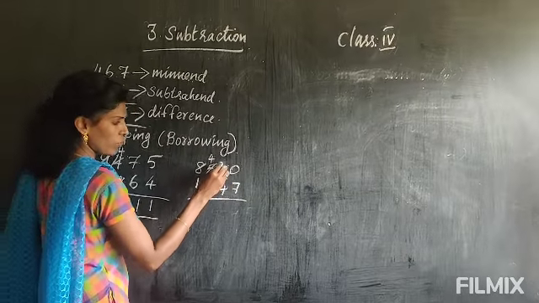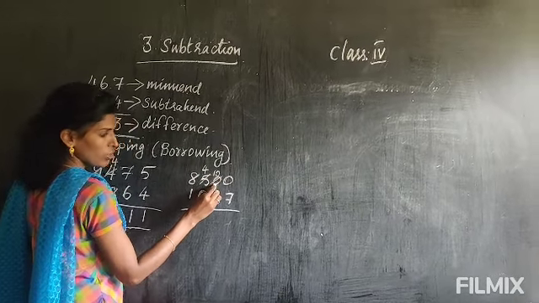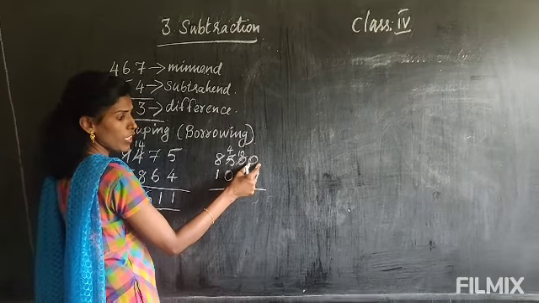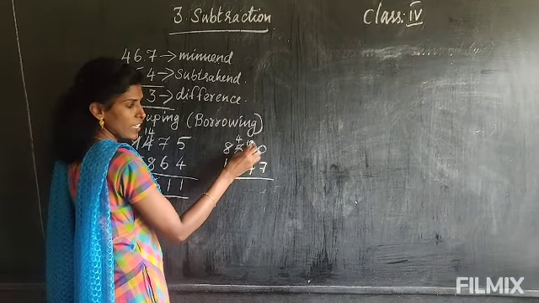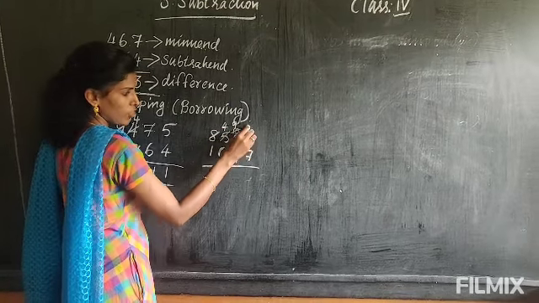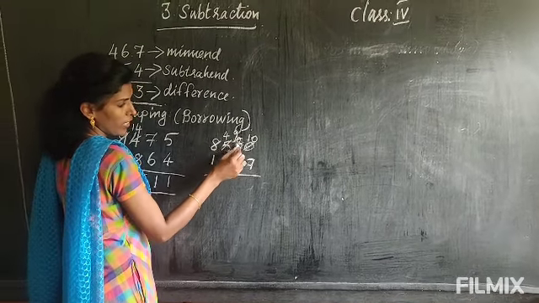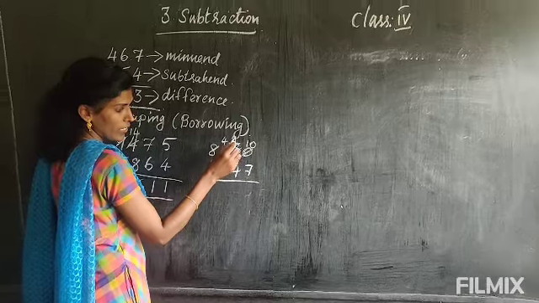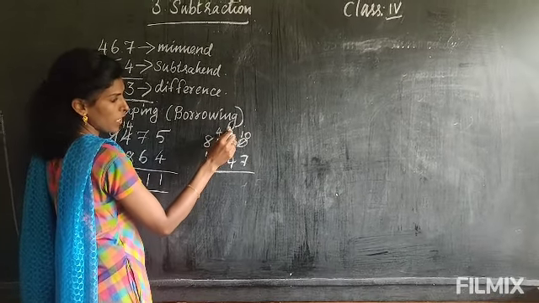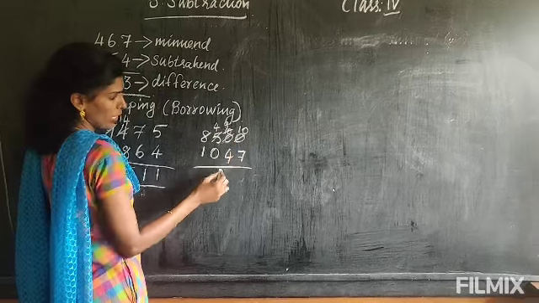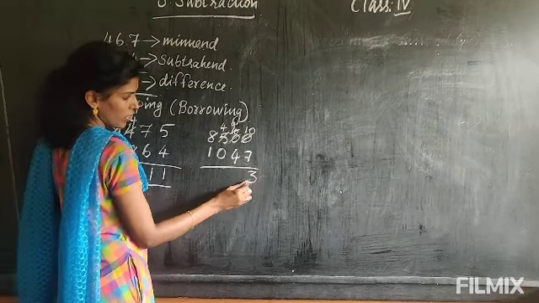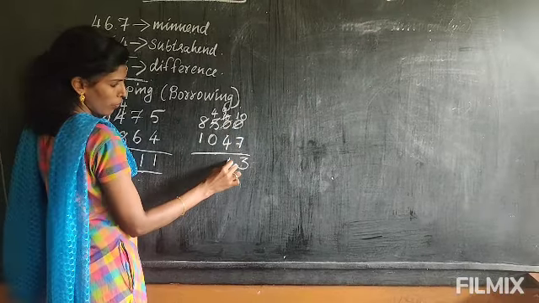So here only you will give, and this will become 10. From this 10 you will borrow 1 for the next digit. If you give 1, this will become 9 and the next one will be 10. Then from this 10 you will borrow 1 again, so this becomes 9 since 1 is given from 10, and the last digit becomes 10. 10 minus 7, 3. 9 minus 4, 5.